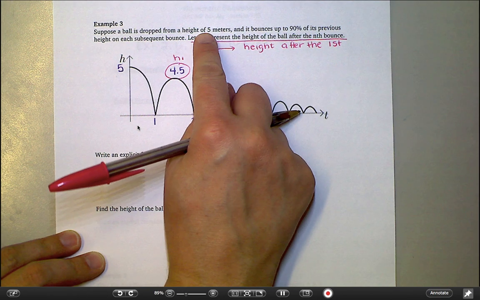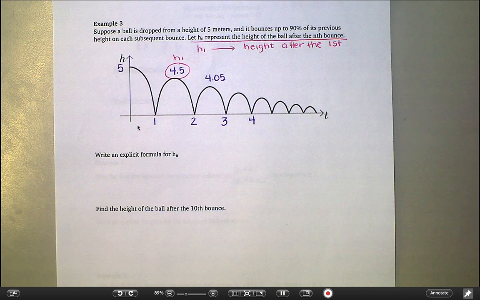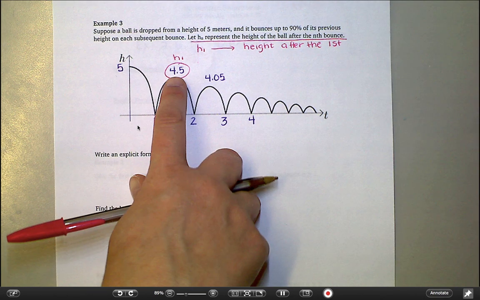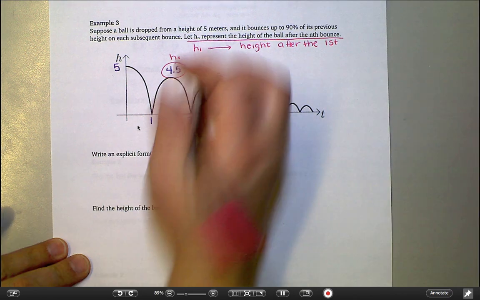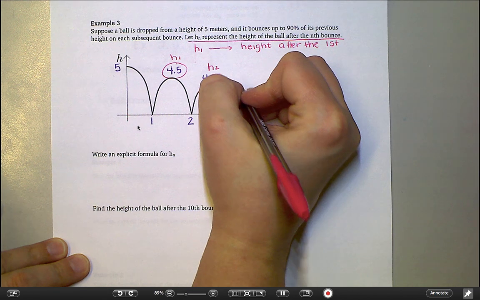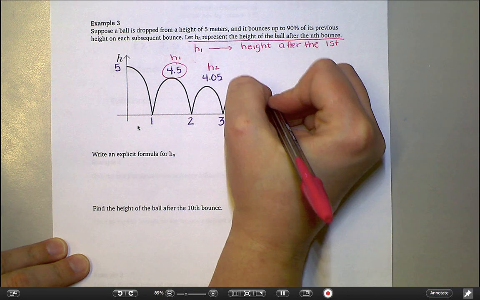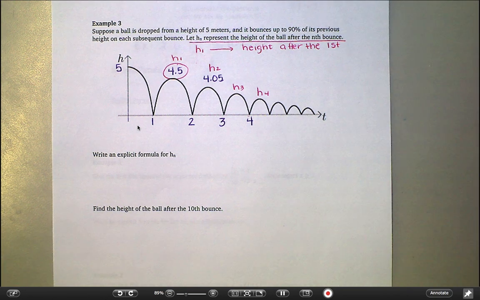I realize that it's starting at 5, but that doesn't mean that the 5 is your term 1. Okay? In this case, term 1 is our 4.5. Okay? And then here's bounce 2, so this would be H2. Here's bounce 3, so this would be H3 and H4 and so on. It comes after that bounce. So when we go to write our explicit formula, we have to be careful. There's actually 2 ways to do it correctly.